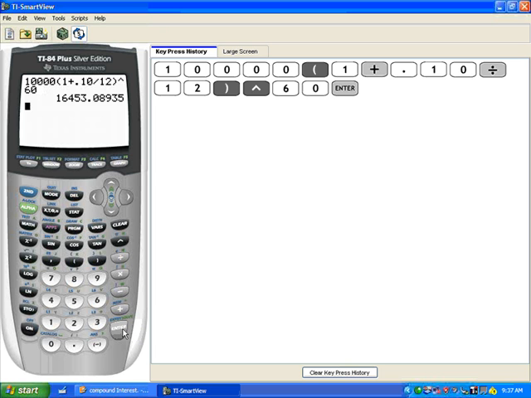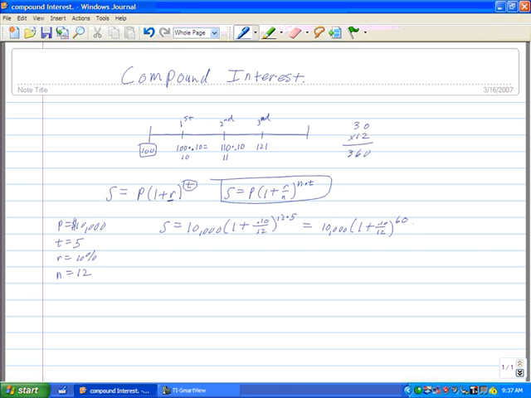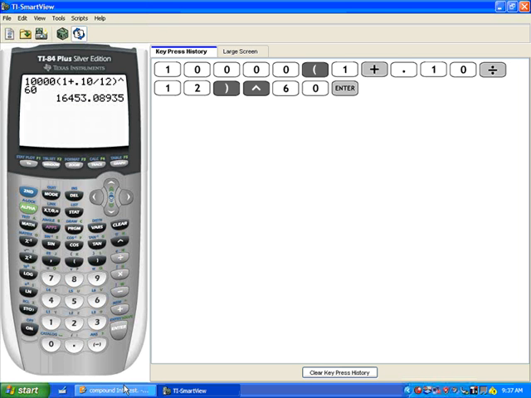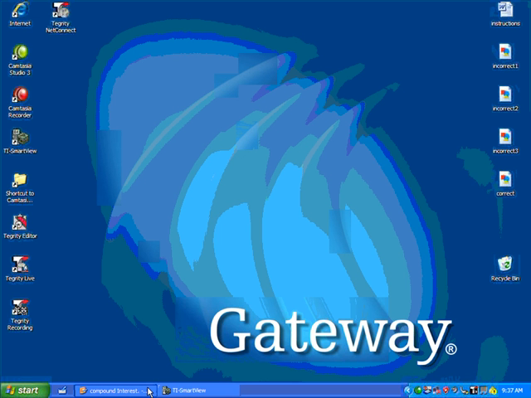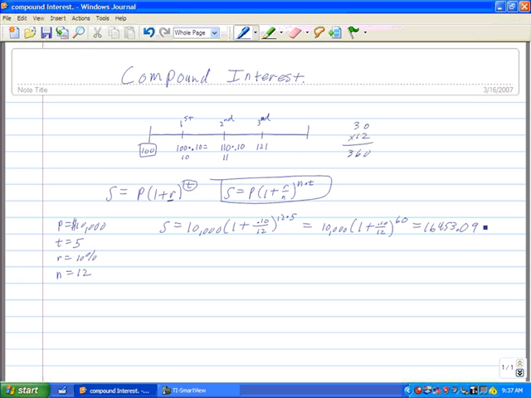And that's roughly, to the nearest penny, $16,453. So it turns out to be $16,453.09. So as you can see, compound interest can build up quite quickly. This $10,000 turned into over $16,000 in just 5 years, basically. So this is basically how the formula works.